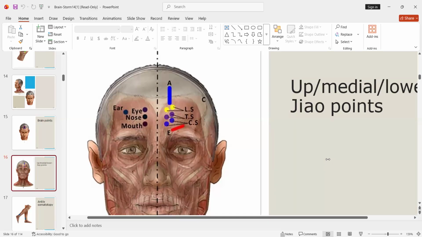Here you see the A point. On the same symmetry of the A point, there is the point of the sensory organs: eyes, nose, and mouth. On both sides, then, there are extra points for the lumbar spine, thoracic spine, and cervical spine.